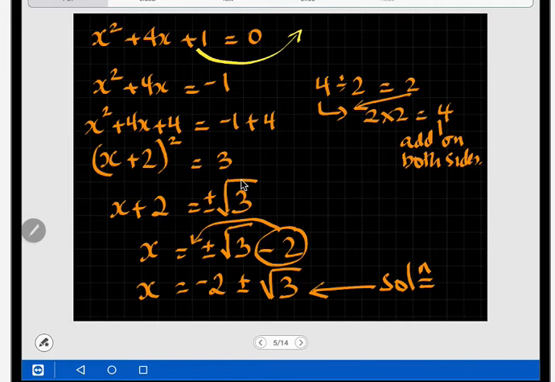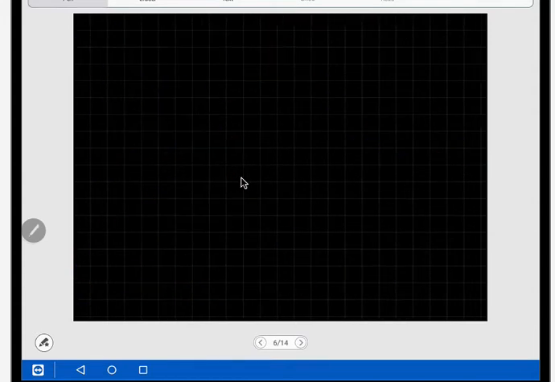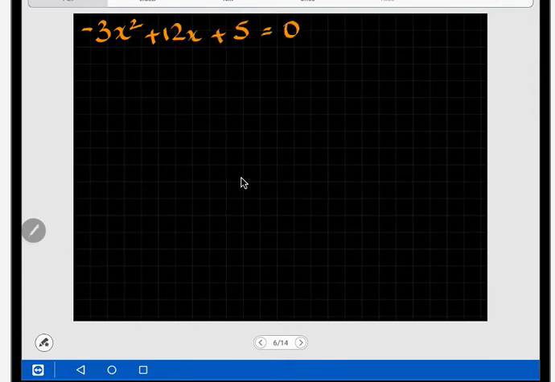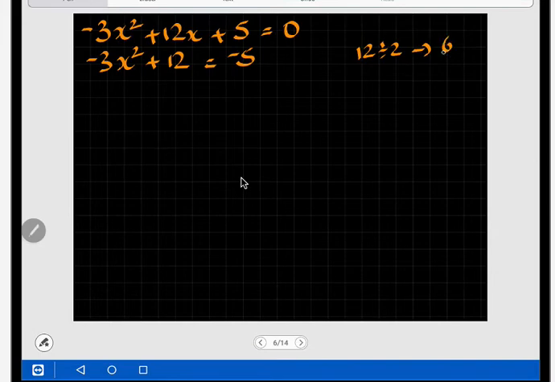Okay. Let's do another question. Let's say minus 3x squared plus 12x plus 5 is equal to 0. Now I know that I have to take the constant on the other side. And I know I have to take 12, I divide by 2. And then I will square it and I will get 36.